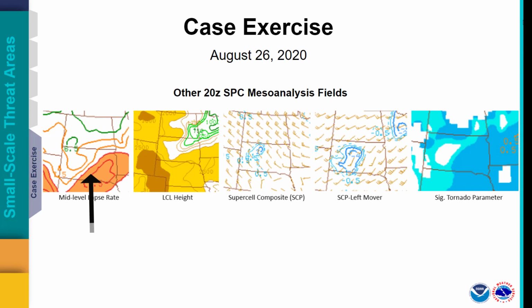We have steep mid-level lapse rates, which support the large CAPE in the hail growth zone, along with large downdraft CAPE. We see fairly high LCL heights, which would tend to support outflow-dominated storms. The supercell composite and left-moving supercell composite both highlight west central South Dakota. Finally, the significant tornado parameter shows very little, given the lack of low-level shear and SRH.